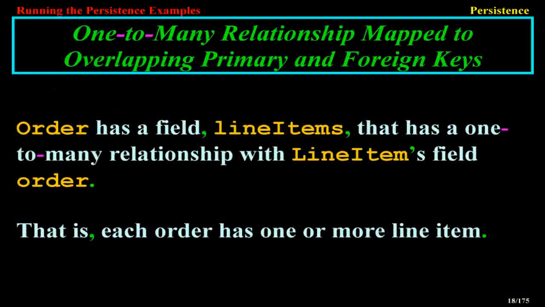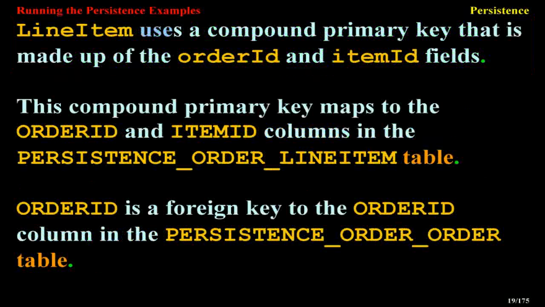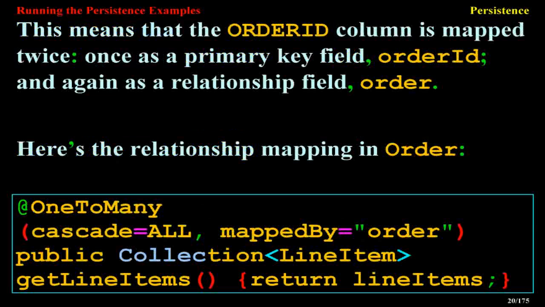Order has a field, line items, that has a one-to-many relationship with line item's field order. That is, each order has one or more line items. Line item uses a compound primary key that is made up of the order ID and item ID fields. This compound primary key maps to the order ID and item ID columns in the persistence order line item table. Order ID is a foreign key to the order ID column in the persistence order table. This means that the order ID column is mapped twice: once as a primary key field, order ID, and again as a relationship field, order. Here's the relationship mapping in Order.